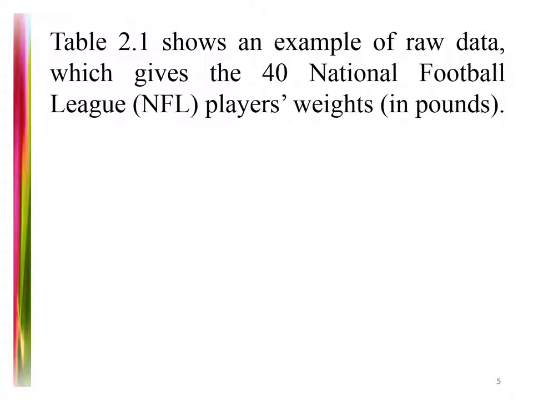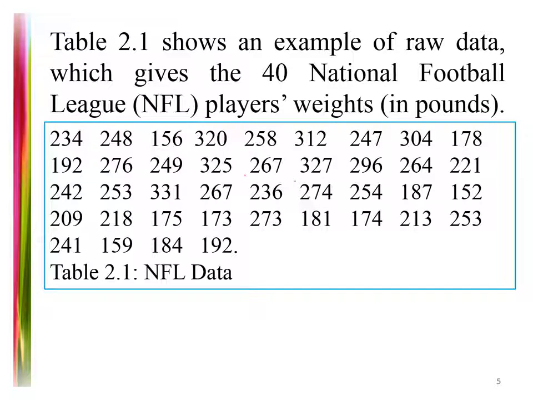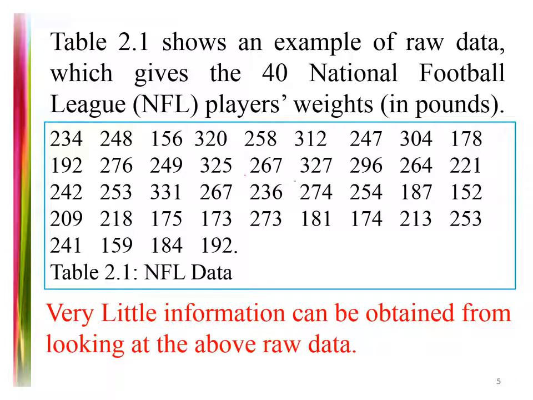Table 2.1 shows an example of raw data, which gives 40 National Football League players' weights in pounds. So we have 40 observations for the NFL players' weights. This is our initial collected data, so it is raw data. Very little information can be obtained from looking at this raw data, so it must be changed in a meaningful way.